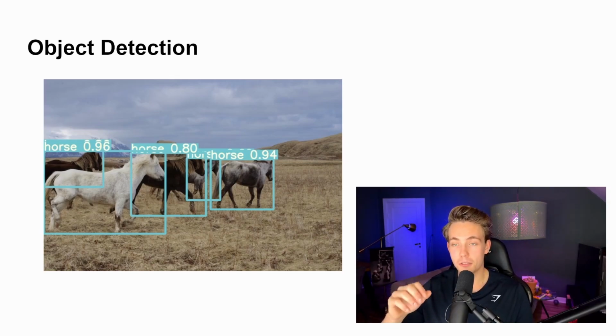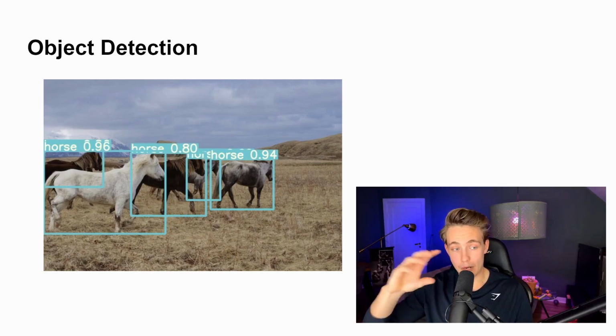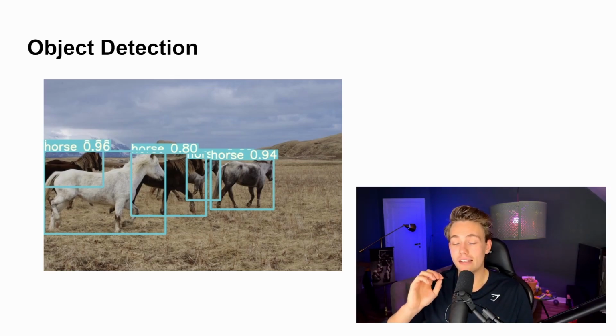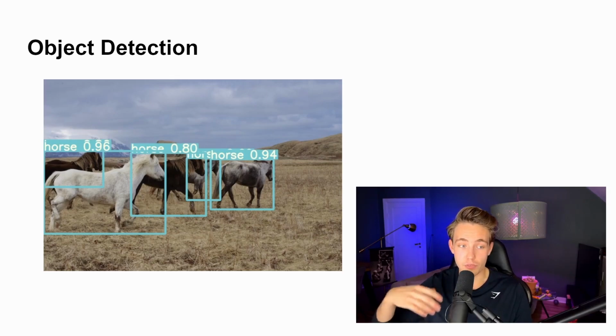But the basic idea behind object detection is that we have an object in our image, and we want to draw a bounding box and detect that object in the scene. And then we also need to know how confident we are that this is actually the object that we want to detect. So object detection is really good for some real life applications.